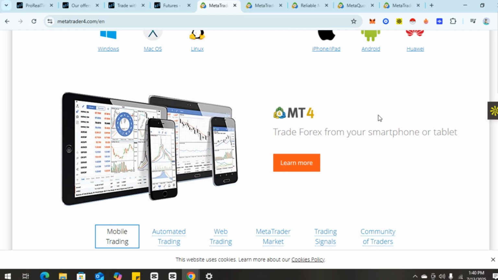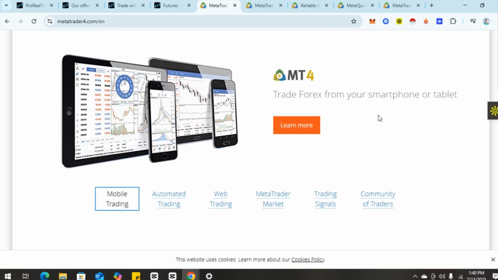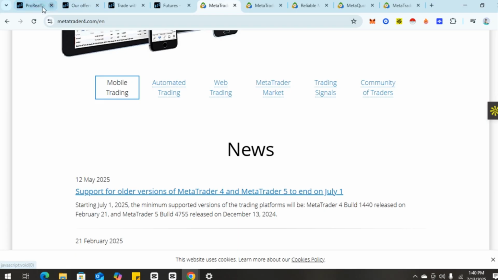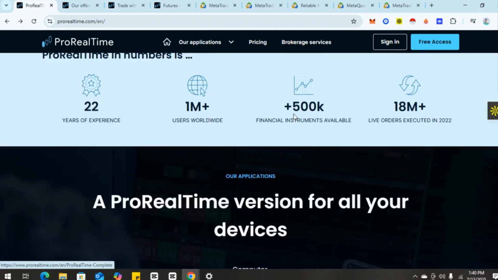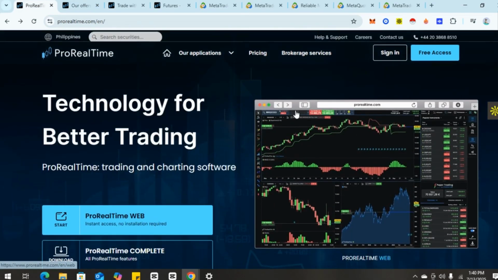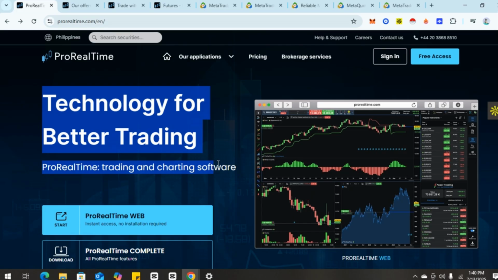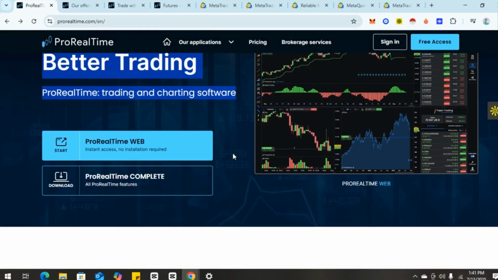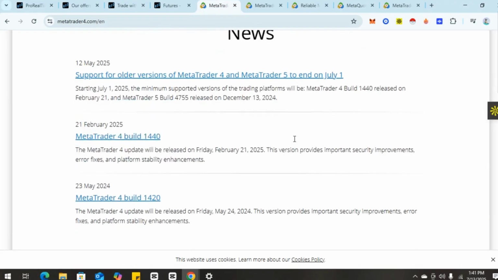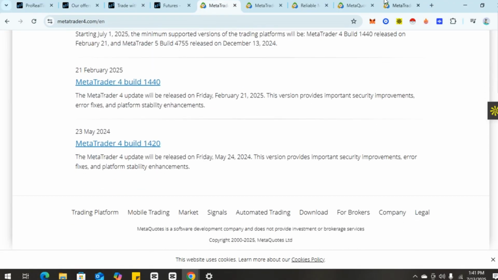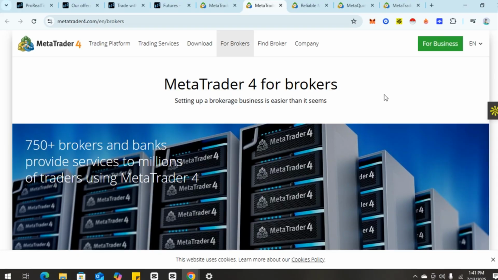Meanwhile, ProRealTime stands out as a premium browser-based charting and trading platform offering institutional-grade visuals, deep market scanning tools, and advanced scripting via ProRealCode. MT4 is free to use through most brokers and runs well even on older hardware, making it accessible for beginners and algorithmic traders alike.